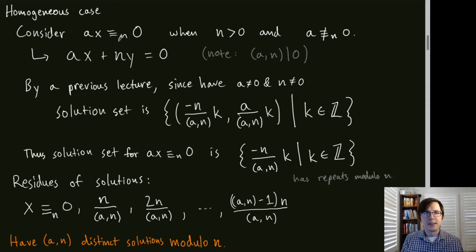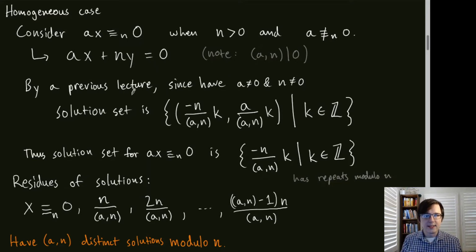Like we observed before, this is equivalent to the diophantine equation with two variables where we don't care about the second variable. And also one thing to note is, like before with the diophantine equations, the GCD of a and n divides 0, so it does have a solution. But also, obviously 0, 0 is a solution.